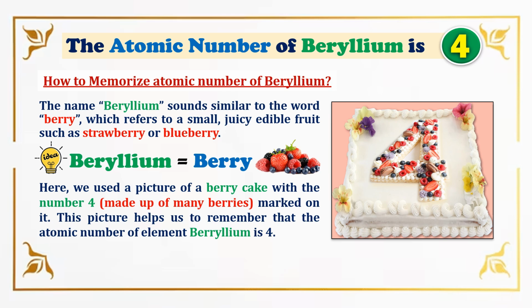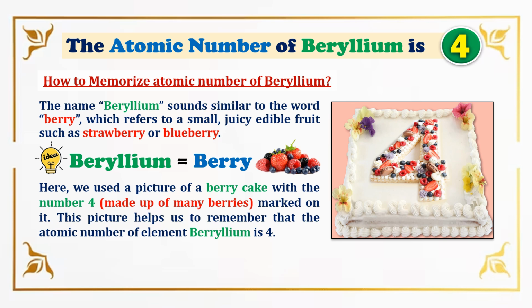So friends, please focus on the picture. You can see it very clearly. There is a birthday cake upon which number 4 is written, and this number is made from many types of berries. So remember this picture. This picture will help you in memorizing the atomic number of beryllium.